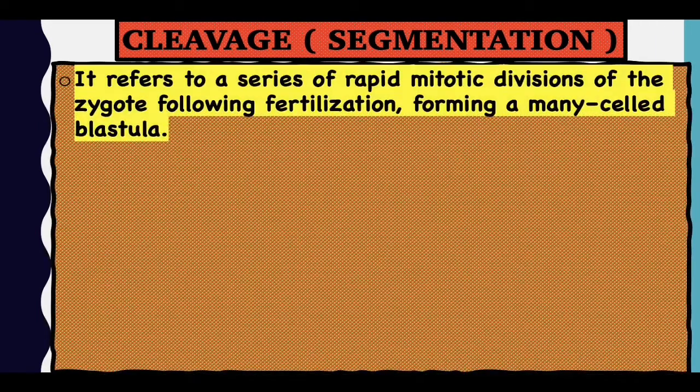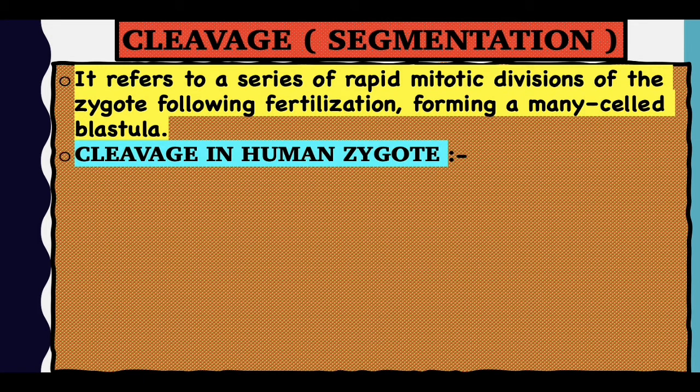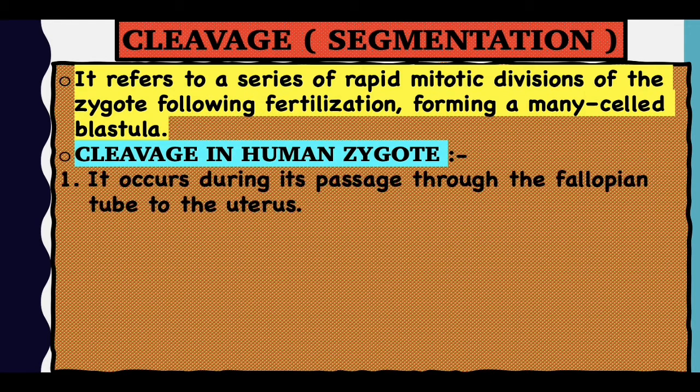Now, the cleavage or segmentation. It refers to a series of rapid mitotic divisions of the zygote following fertilization, forming a many-celled blastula. In the human zygote, cleavage occurs during its passage through the fallopian tube to the uterus. It is holoblastic. It means it divides the zygote and the blastomeres completely into daughter cells.